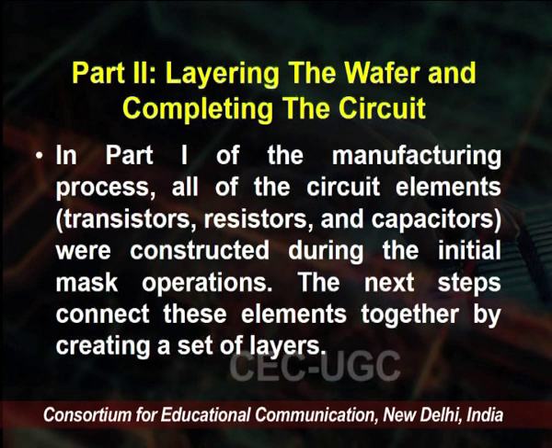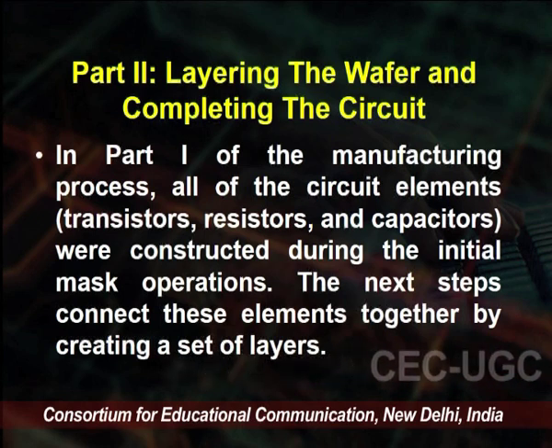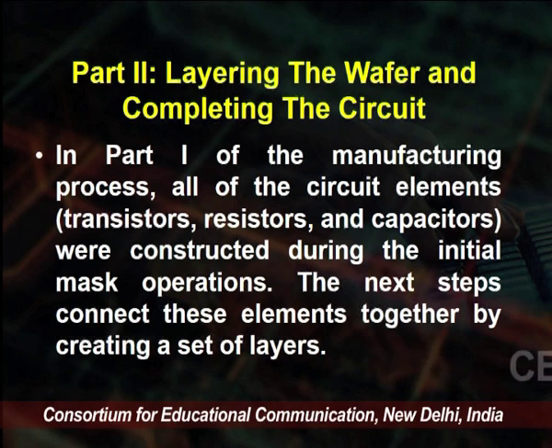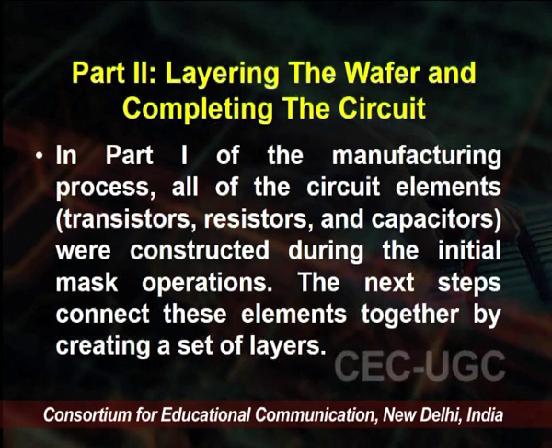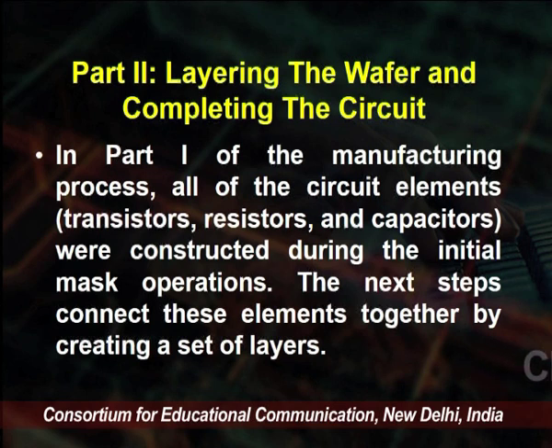The next part is layering the wafer and completing the circuit. First we prepared the silicon wafer, and now we are layering the wafer and completing the circuit. Now we have a silicon converted wafer, and on this wafer layering will be done and the circuitry will be placed. In the manufacturing process, all the circuit elements, transistors, resistors, and capacitors were constructed during the initial mask operations. The next step is to connect these elements together by creating a set of layers.